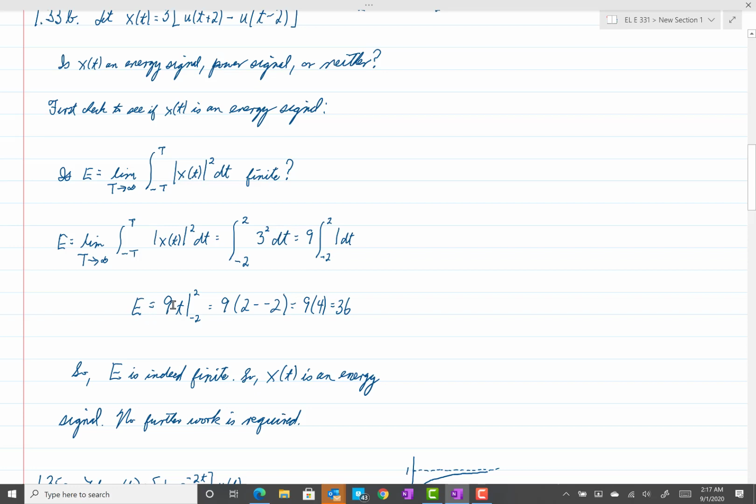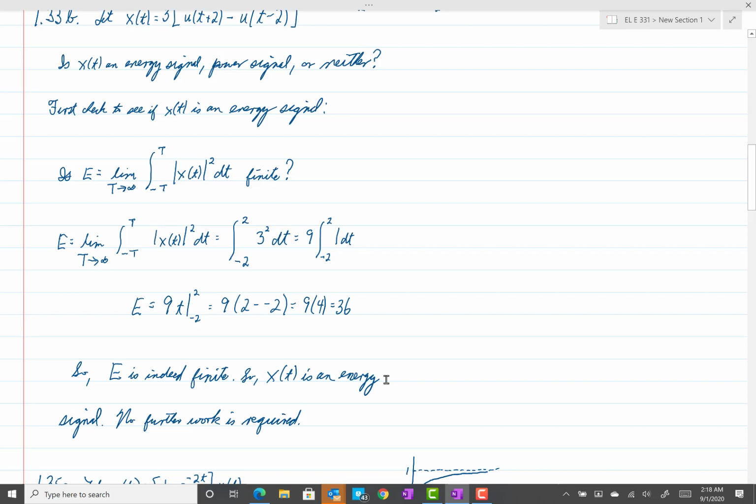And so E is equal to 9, and when we integrate 1 dt, we get t, and the limits are negative 2 and 2. So we have 9 times the quantity 2 minus the negative 2, or 9 times 4, which is 36. So we have obtained here a finite value for E, as is stated here. And so since E is finite, this is an energy signal.